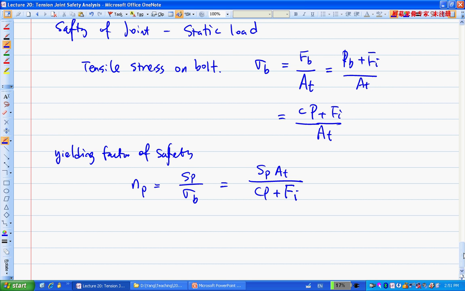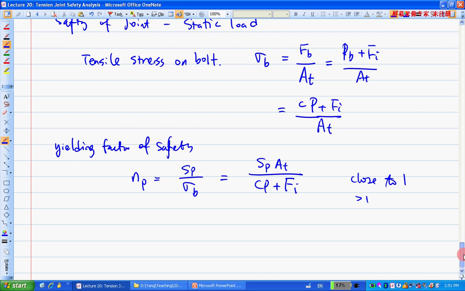And it's pretty common that you load the bolt very close to the proof load, to the proof strength. So this value NP in general will be very, very close to 1. Maybe 1.0 something, so that's okay, right? So this is going to be close to 1 and greater than 1. All right, so that's the yielding factor of safety.